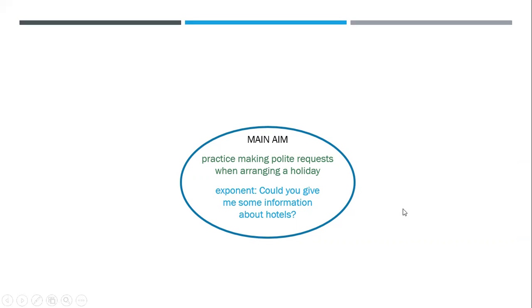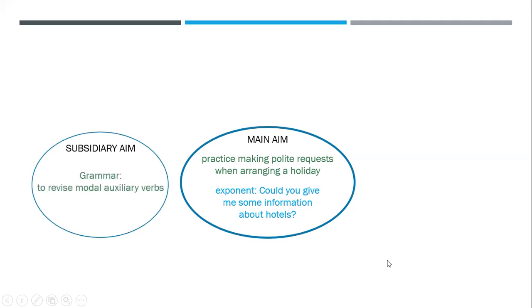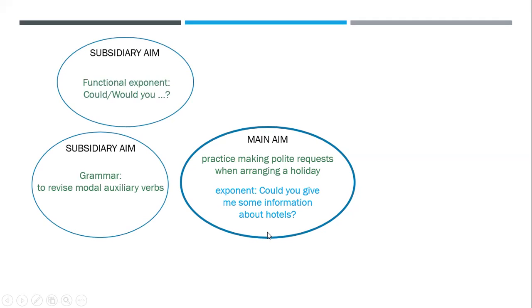Okay, but of course, as I have already mentioned in our offline lessons, to reach the main aim, you will have to complete some subsidiary aims, right? For example, one subsidiary aim in our situation is grammar. If you want to make polite requests, you will need to revise modal auxiliary verbs. Another subsidiary aim is the functional exponents. Could you or would you? Yes, we need to know some certain phrases that we typically use to make requests.